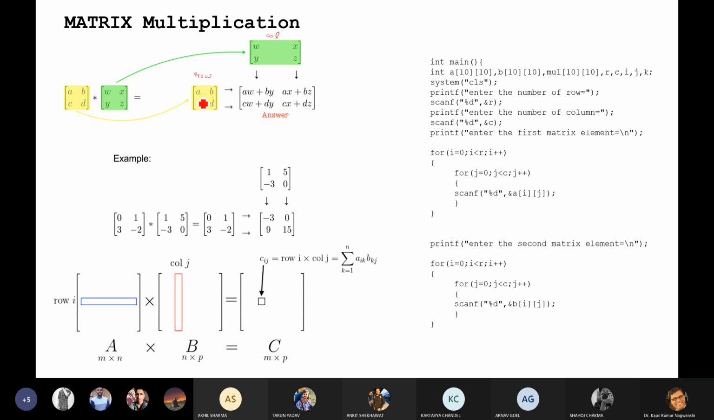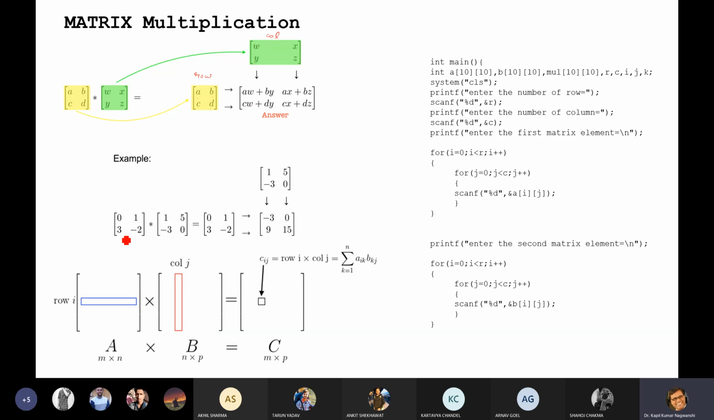Similarly, a is multiplied by x and b is multiplied by z. So this will give you the first row. Then c is multiplied by w and d is multiplied by y. Similarly, c is multiplied by x and d is multiplied by z. So this will give you the second row. So this is the computation. This is the important part.